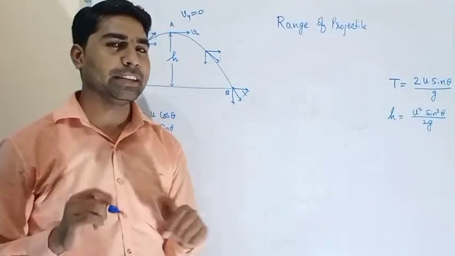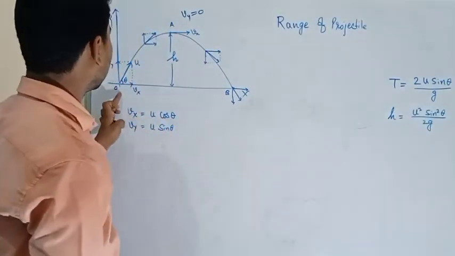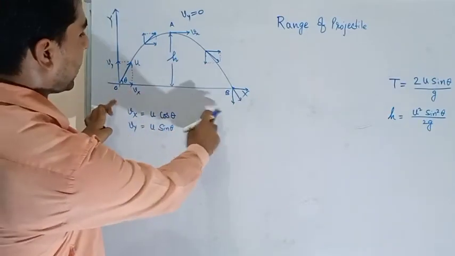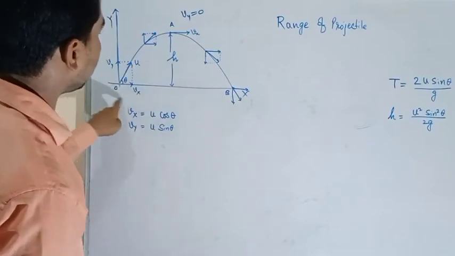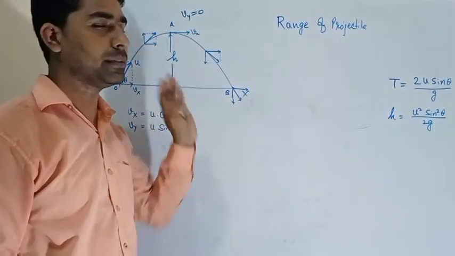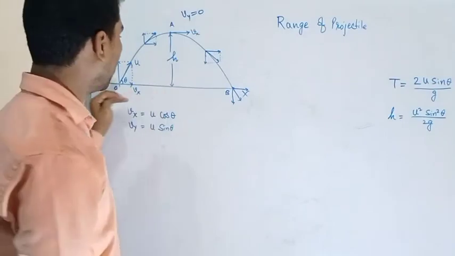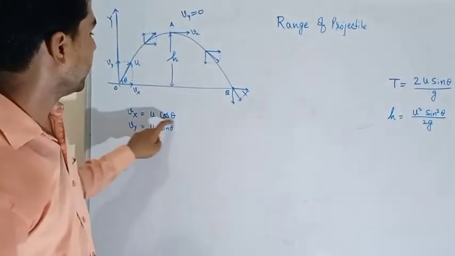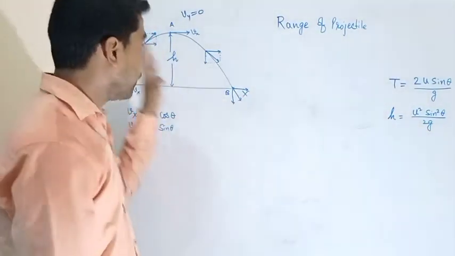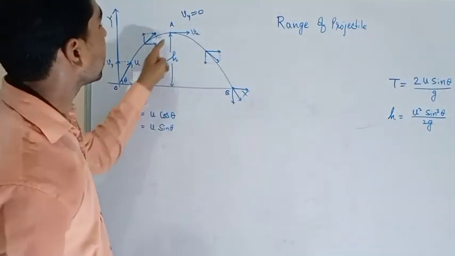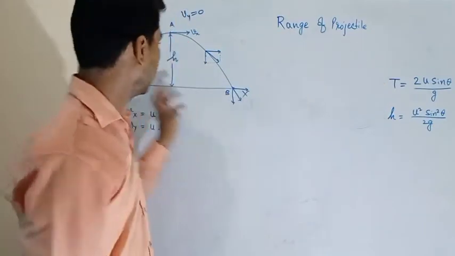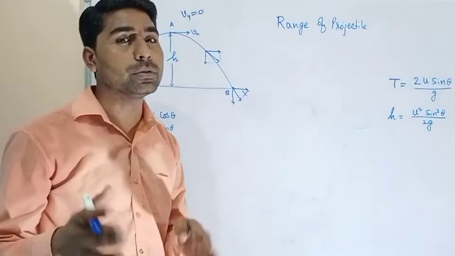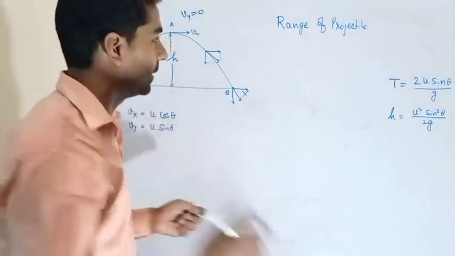Now the next is range of projectile. Range of projectile means the distance covered from O to B. Listen carefully. From O to B, it is very clear that we are talking about only the horizontal component. We are not requiring the vertical component, only the horizontal component of velocity, meaning we need only u cos theta. Second thing, we know the total time taken, and distance is equal to velocity into time. Let's calculate using that.